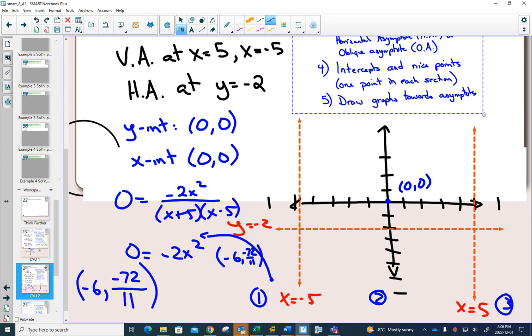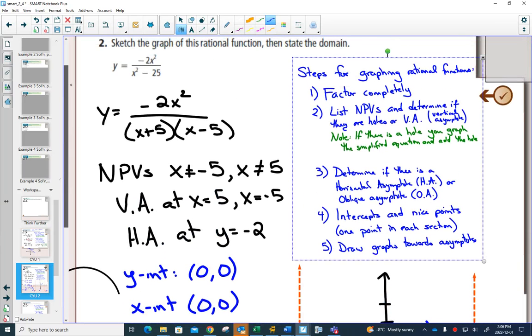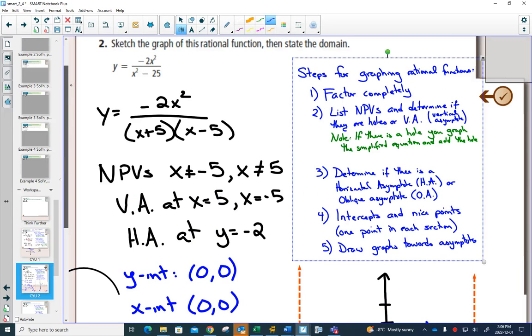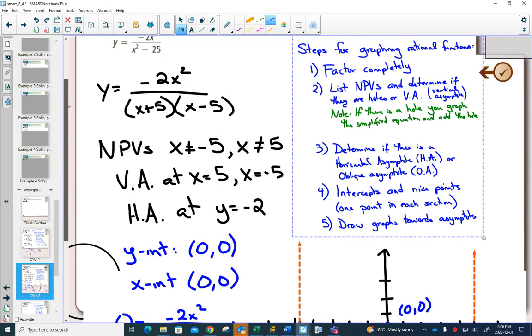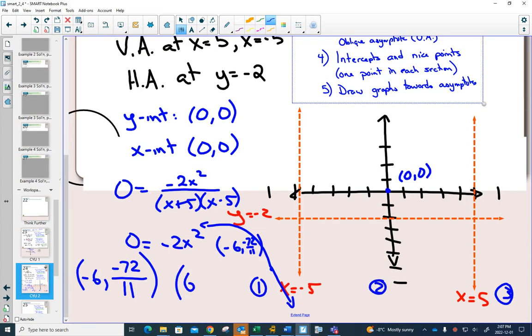And it's going to have to look like this in that section. Since everything is, again, shortcut-wise, look at the original equation. Since everything is squared, can you see that plugging in positive 6 does the same thing as plugging in negative 6? So I will also have positive 6 comma negative 72 over 11, and I have that section.